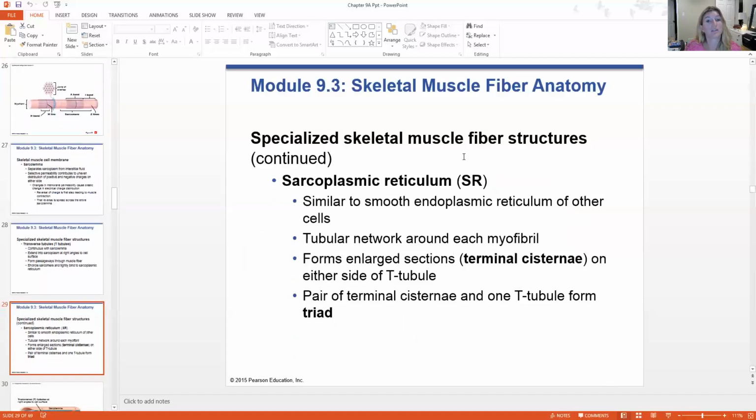So sarcoplasmic reticulum is very similar to the endoplasmic reticulum, except it has a special thing inside of it. We'll talk about it. It's not on this slide. It might be on the next one. But it's basically a tubular network, and it surrounds the myofibrils, and it enlarges on either side of the T-tubule to form something called a terminal cisterna. So the pair of the terminal cisterna and the T-tubule form a triad. So the marker is my T-tubule, my hands dipping down, and my arms are the sarcoplasmic reticulum. This thick area where my hands are is the terminal cisterna. So two terminal cisterna and a T-tubule make up a triad.